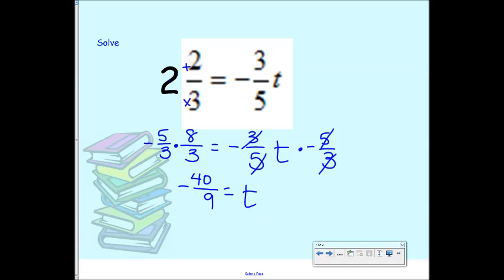You can make it a mixed number if you want. You can make it a decimal if you want. You can do whatever you want. I am going to leave it like this. All right, negative 40 over 9.